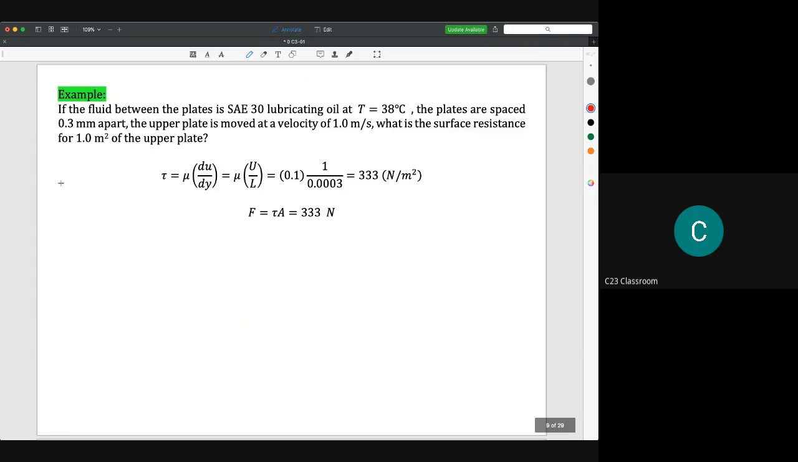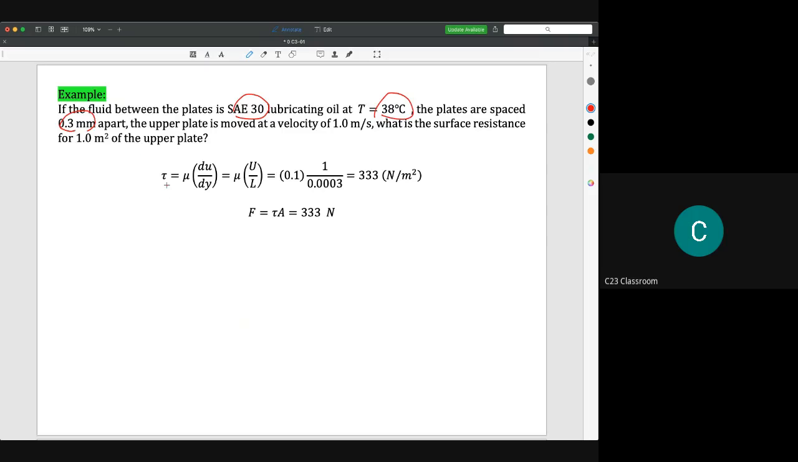Okay, so this is a simple example. For example, we have the fluid between plates, SAE 30 oil, at 38 degrees Celsius. The plates are spaced 0.3 millimeters apart, and the upper plate is moved at a velocity of 1 meter per second. So what is the surface resistance for 1 square meter of the upper plate?